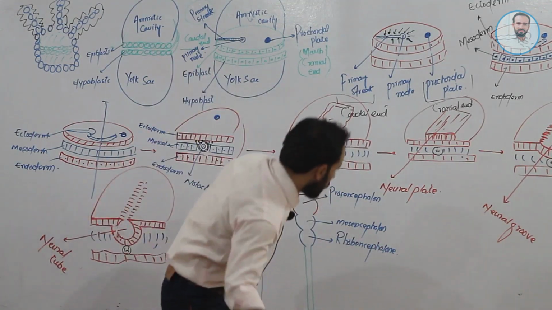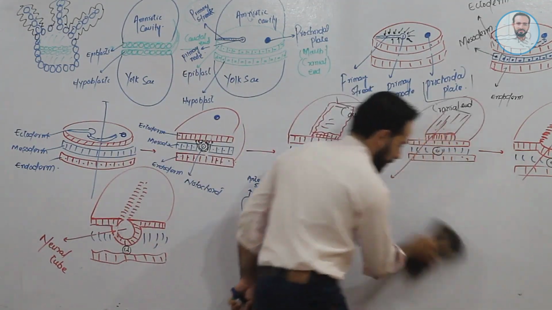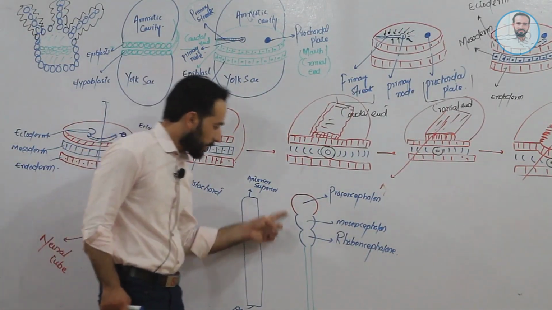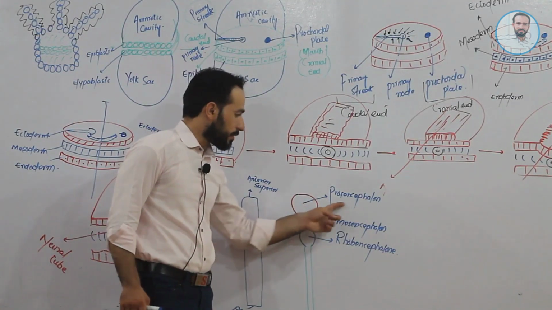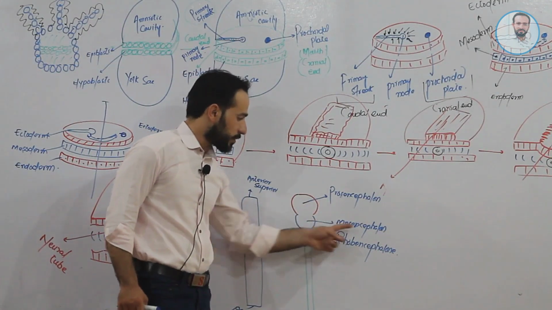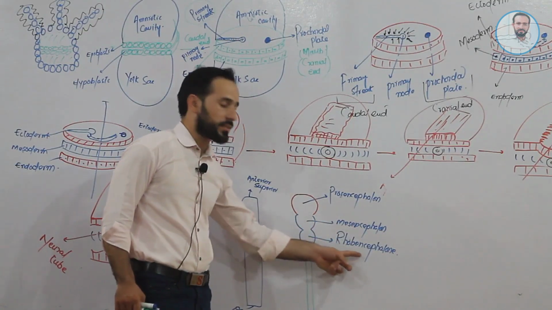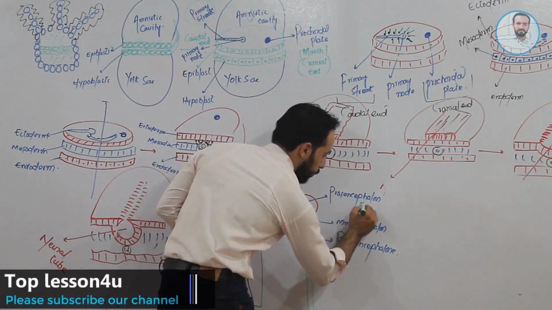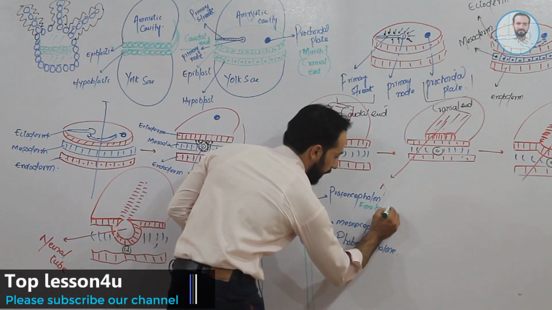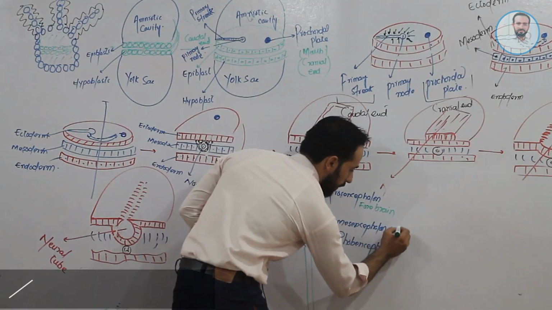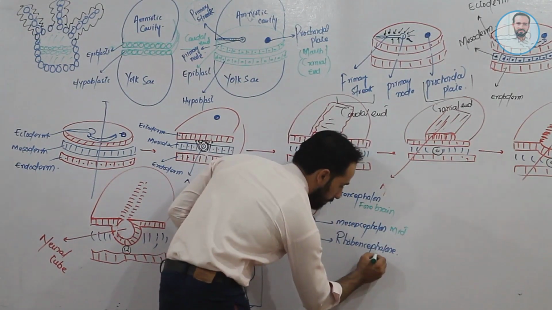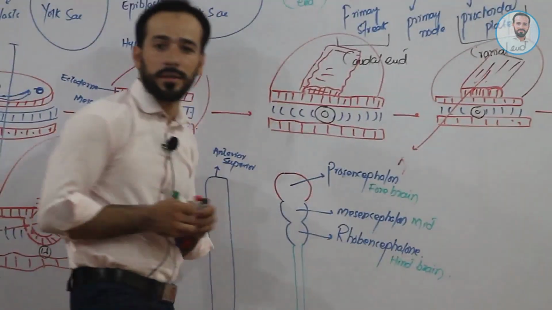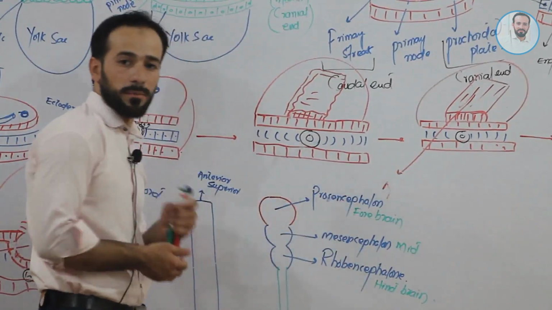So what we have learned up to now is that at the upper pole of this neural tube, 3 swellings have been formed: the upper swelling, prosencephalon, then the next swelling, mesencephalon, and the next swelling, the rhombencephalon. The prosencephalon is also known as the forebrain, and will be the future forebrain. The mesencephalon will be the midbrain, and the rhombencephalon will be the hindbrain. Clear, friends?